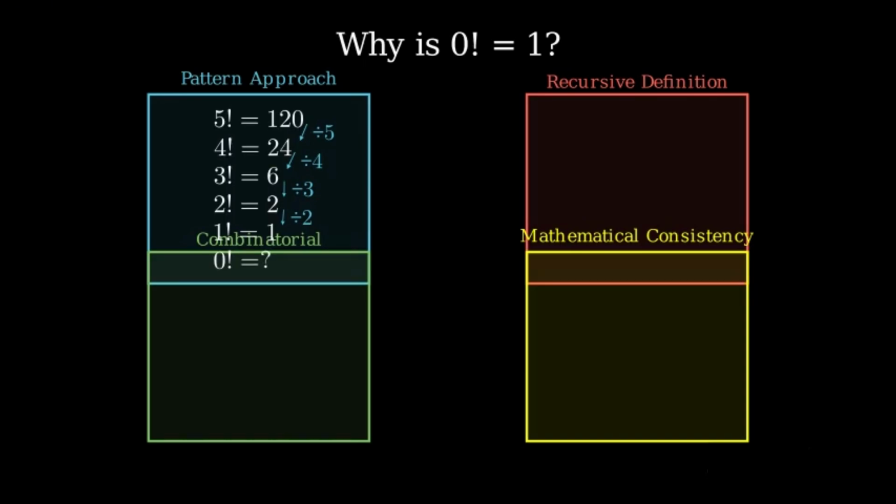If we continue this pattern, 1 factorial divided by 1 should equal 0 factorial. Since 1 factorial equals 1, 0 factorial must equal 1 to maintain this mathematical pattern.